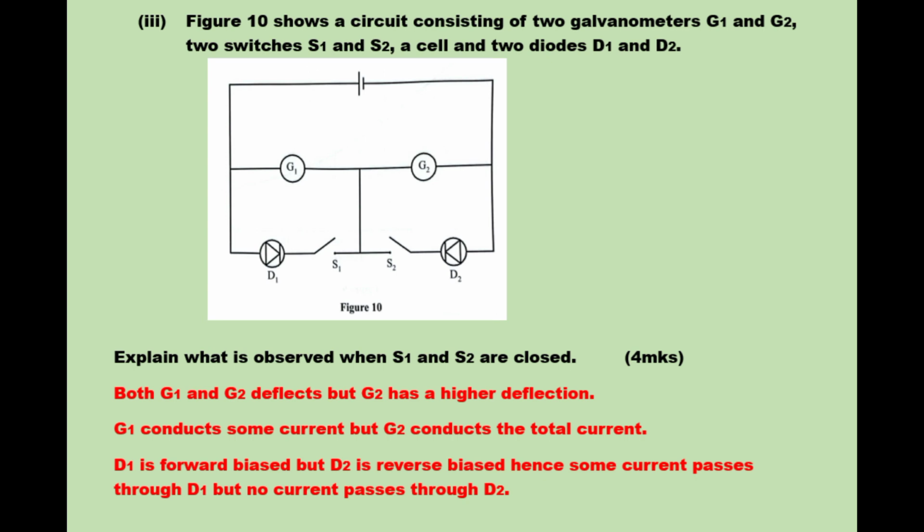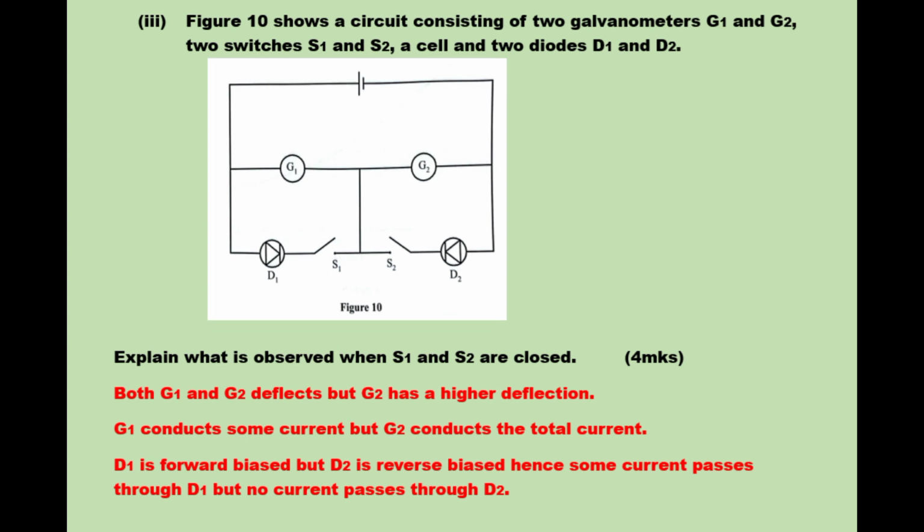Figure 10 shows a circuit consisting of 2 galvanometers, G1 and G2, 2 switches, S1 and S2, a cell, and 2 diodes, D1 and D2. So you can see the circuit diagram. We have a cell there, G1 and G2 galvanometers. Then we have 2 diodes, D1 and D2, and 2 switches there.